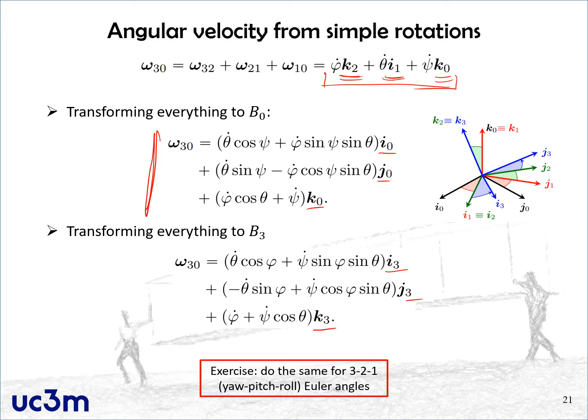You see that the result is different. Of course, the components are numerically different, but the vectors are the same. It's just that we are expressing this vector in different bases. Now, as an exercise, you may want to try to express the angular velocity vector for the 3, 2, 1 Euler angles, assuming that the angles depend on time.